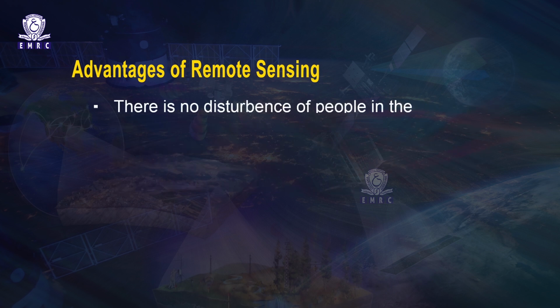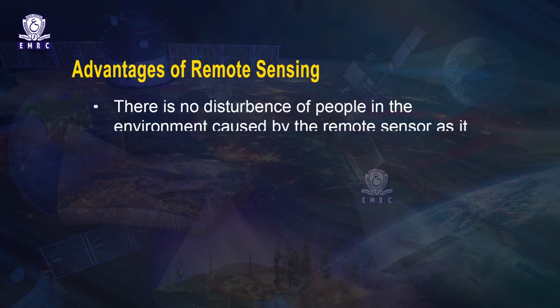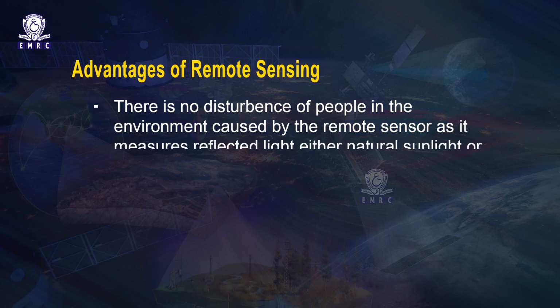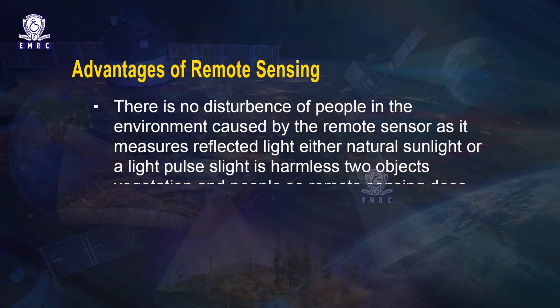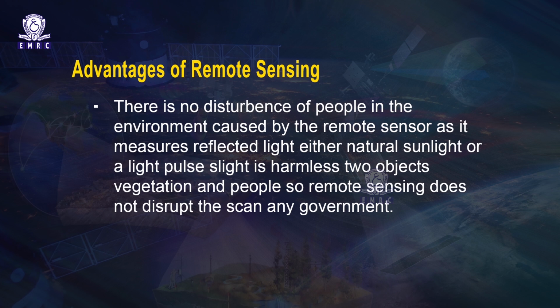There is no disturbance of people in the environment caused by the remote sensor, as it measures reflected light, either natural sunlight or a light pulse, which is harmless to objects, vegetation and people. So remote sensing does not disrupt the scanning process. It is perfect for surveying built up areas, where there is no need to close roads and cities, so that business can be as usual.